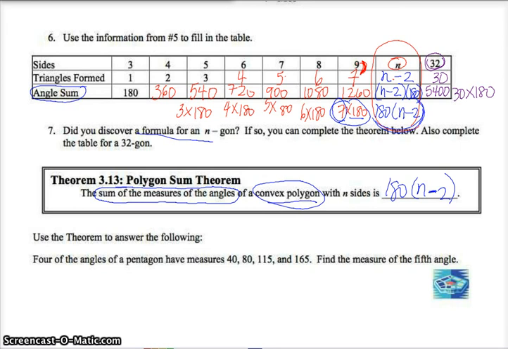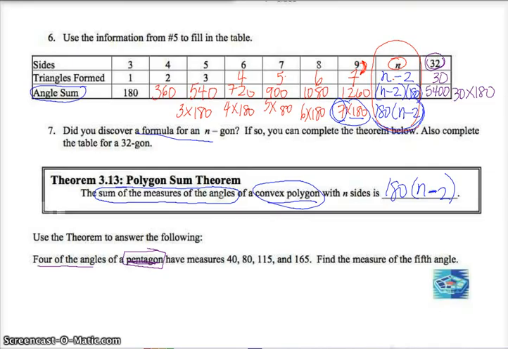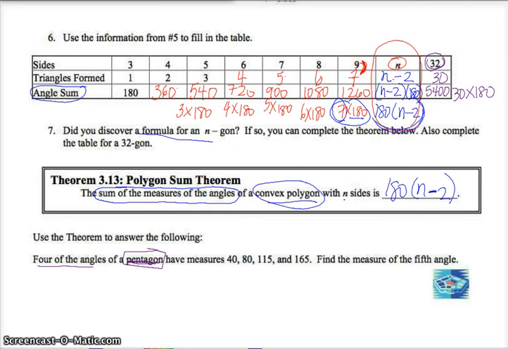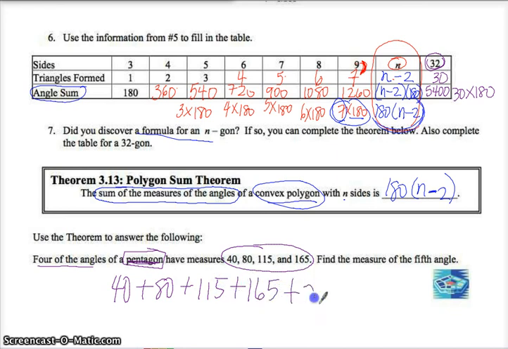Okay, if you paused, there's a couple of keywords here. One of the keywords is you have a pentagon. It says 4 of the angles of a pentagon. Well, a pentagon is a 5-sided figure, right? So we know that the pentagon has 5 sides. So in my 5-sided figure, I only have 4 angles. They are 40 and 80 and 115 and 165. I do not know the 5th, but I have to find the measure of the 5th.